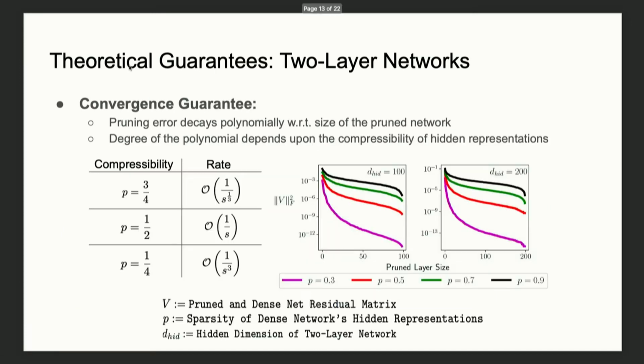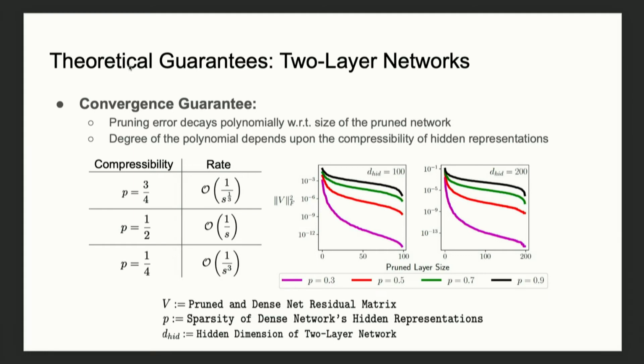And interestingly, what we find is that if we analyze the error between the pruned network and the dense network using the iSpaSP algorithm, it will decay polynomially with the number of iterations of iSpaSP that you run. This decay rate depends upon the compressibility factor of the hidden representation. If we have a lower compressibility ratio, we get a faster decay rate.